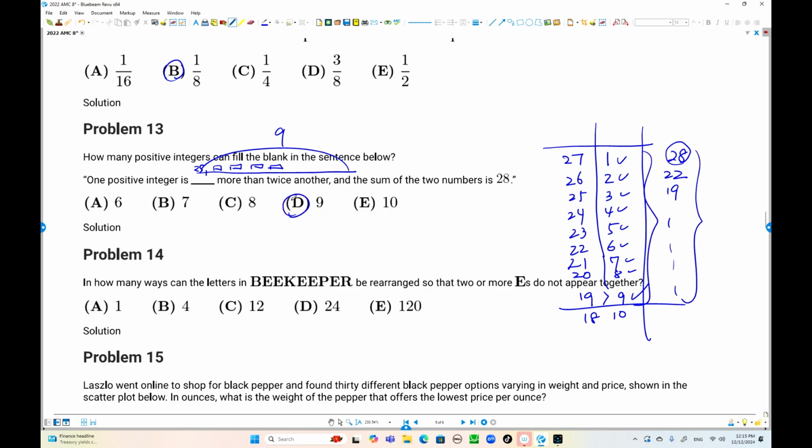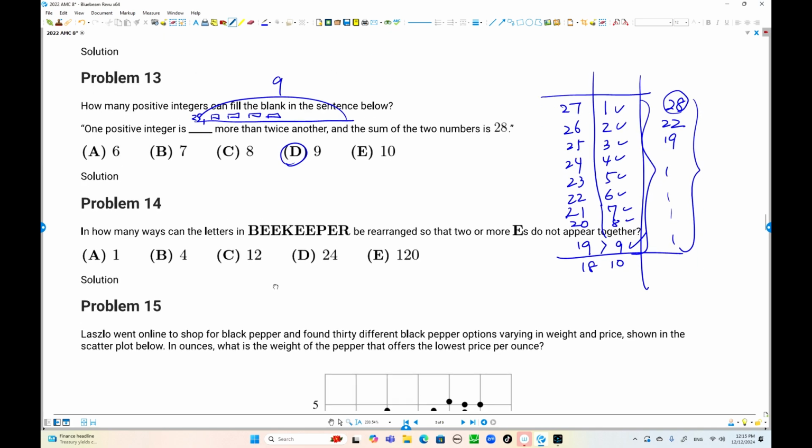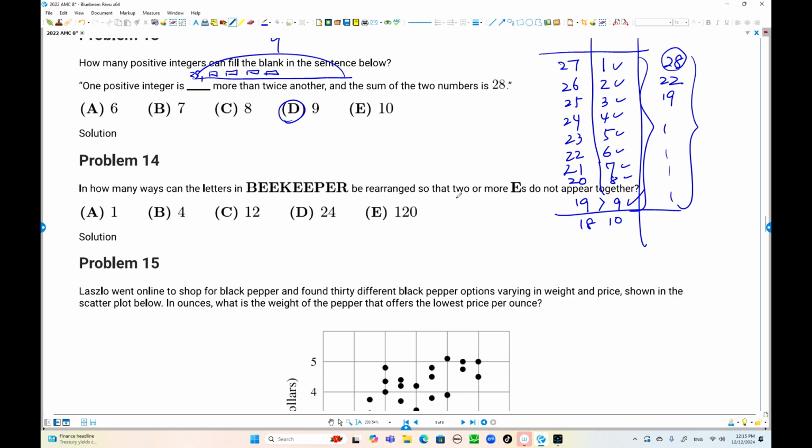9 is the answer. In how many ways can the letters of BOOKKEEPER be rearranged so that the two or more E's do not appear together? Except the P, we have 1, 2, 3, 4, 5, right? Or you can use this one, either way, okay? 1, 2, 3, 4, 5.